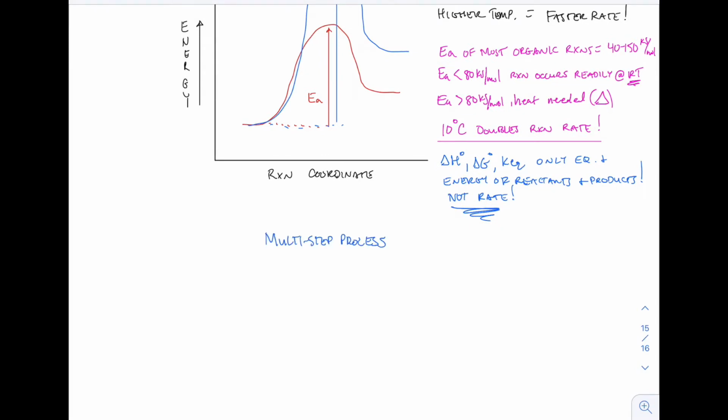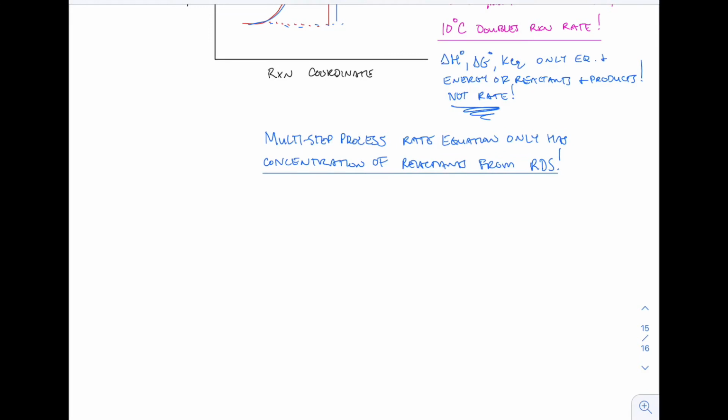Okay, so a multi-step process. We have a rate equation. Hopefully you guys remember rate equations. Super fun stuff, right? And the rate equation only has the concentration of the reactants from the RDS, the rate determining step. Remember, that's the slow step, the one that takes forever, the one that generally determines the overall rate of the reaction. Okay, so the rate is equal to k, the rate constant, times the concentration of the reactants, right?